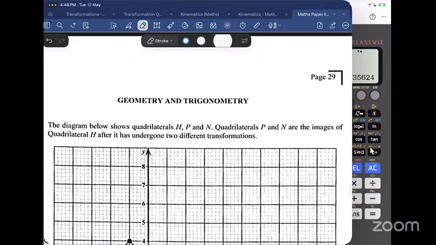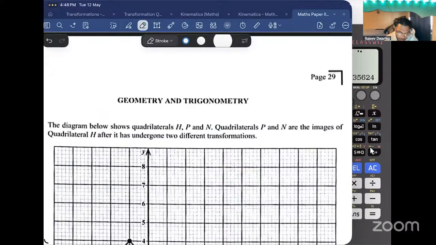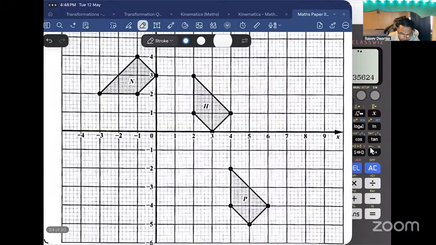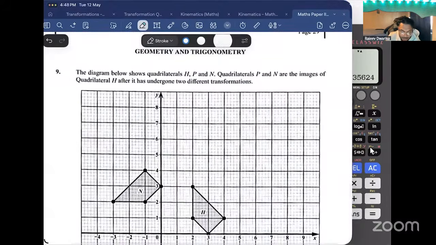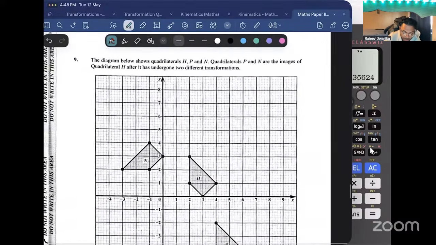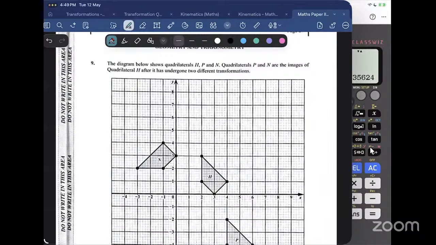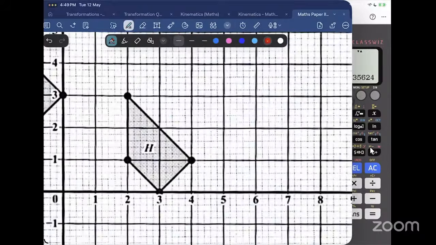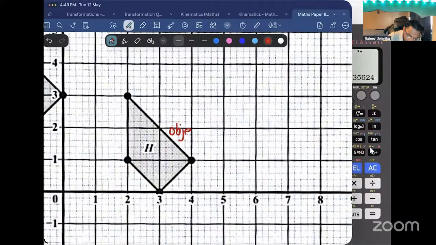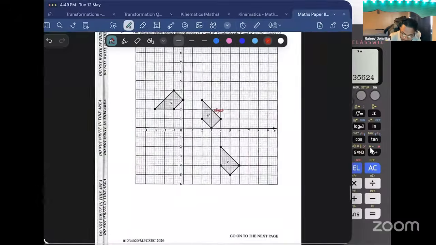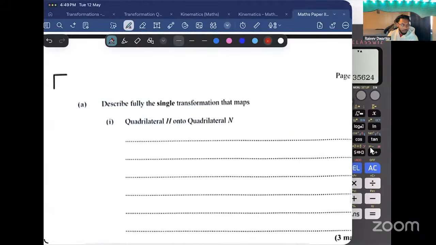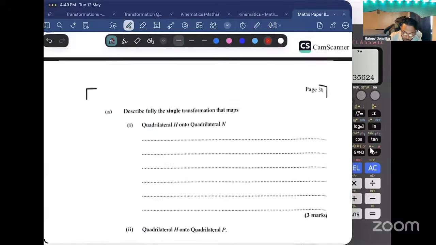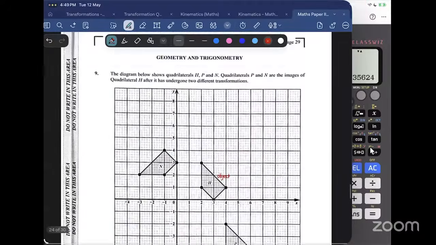The diagram below shows the quadrilaterals H, P, and N. P and N are the images of quadrilateral H. So which one is the object here, guys? H is the object. Describe fully the single transformation that maps quadrilateral H onto quadrilateral N.